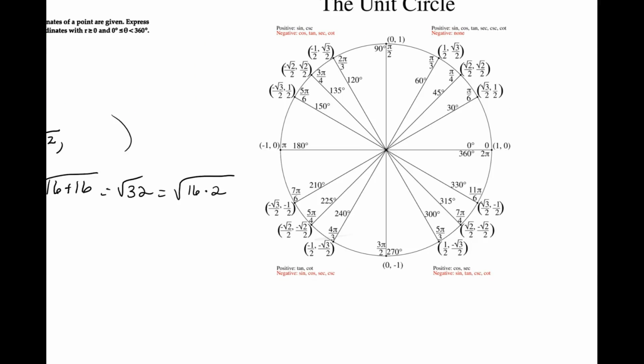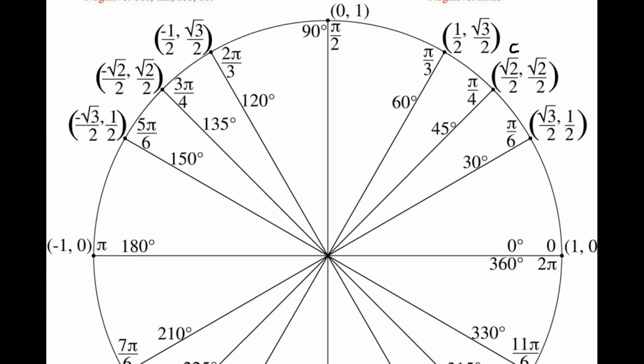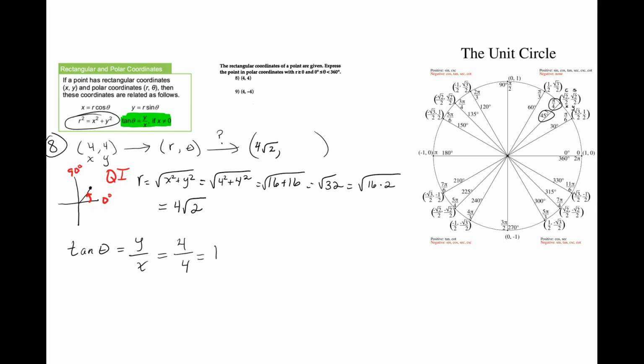So let's take a look. Where does that happen on the unit circle in Q1? Well, right here, the cosine and the sine, the x and the y value, are exactly the same at pi over 4, or 45 degrees. And we're going to go with 45 degrees here. So let's take this back. This means that theta is 45 degrees. And to finish this off, we're going to write it as 45 degrees. So our polar form is 4 square root of 2 for r and 45 degrees for theta.